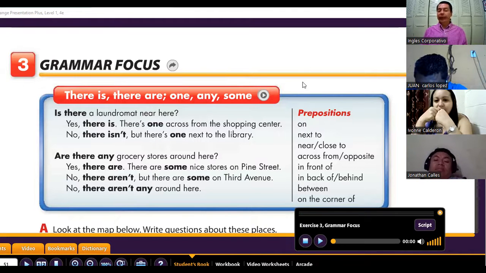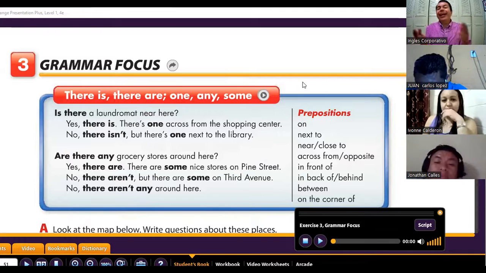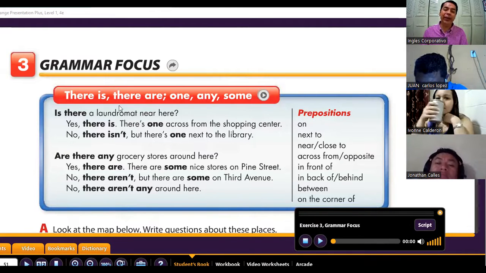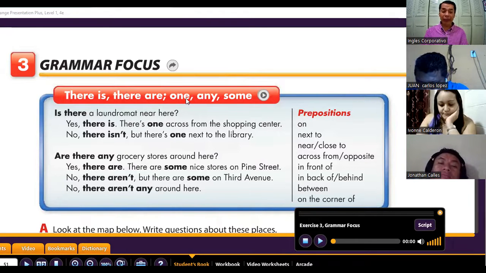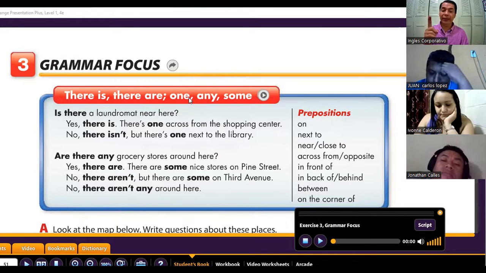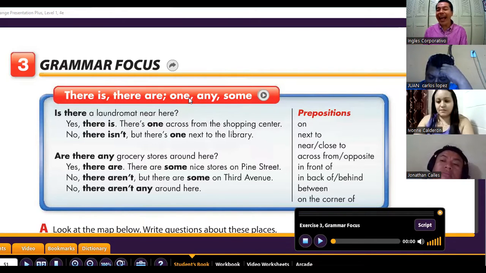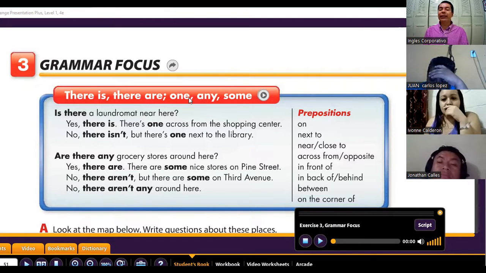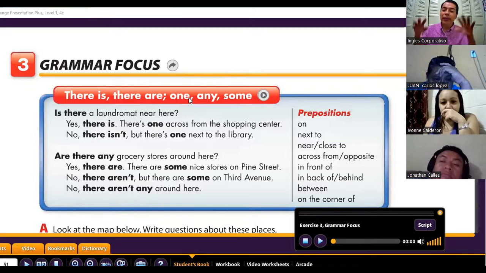Now let's continue, right? Now there is, there are. Remember, there is in Spanish means hay. There are also means hay, right? In Spanish, no problem. Singular or plural, we say hay. Hay un perrito, hay varios perritos, right? But in English, they use singular and plural in this way. There is singular, there are is plural, right? When you say one, you're referring to a singular thing, right? Or you can also say, there is a cat on my roof. There is a cat on my roof. Or you can say, there is one cat, meow, meow, on my roof, right? So one or a.